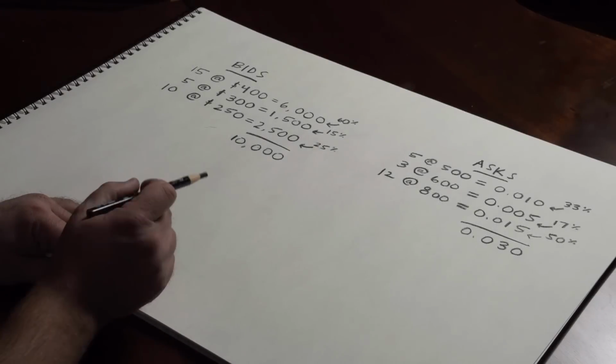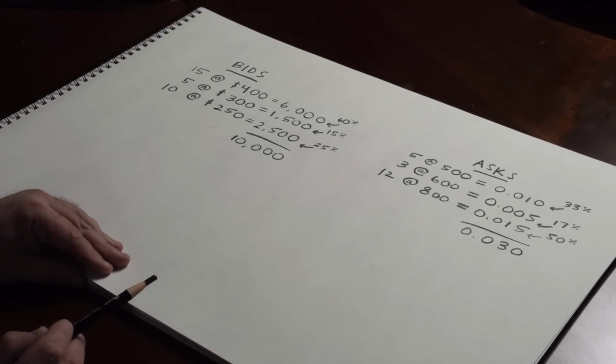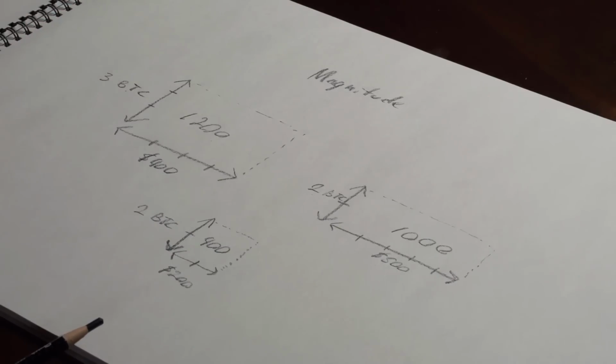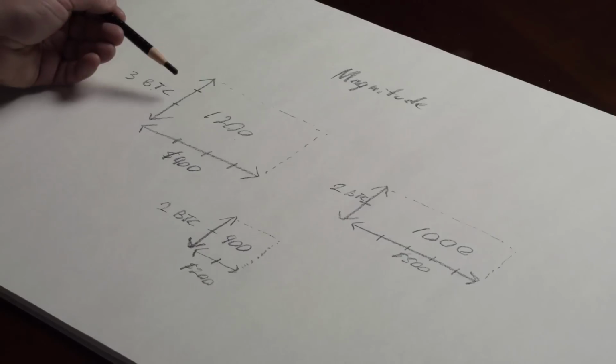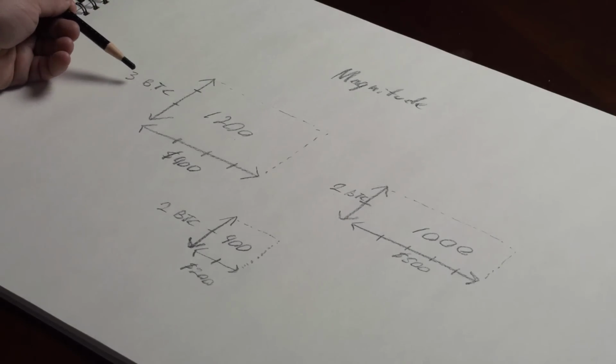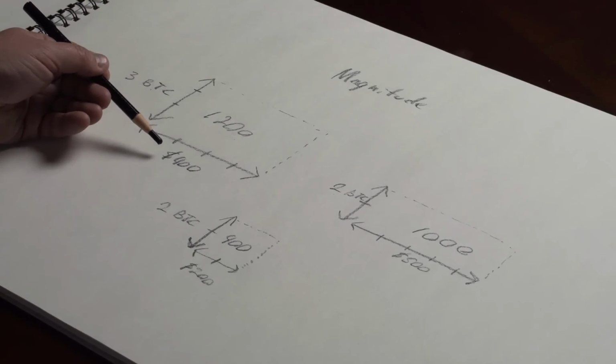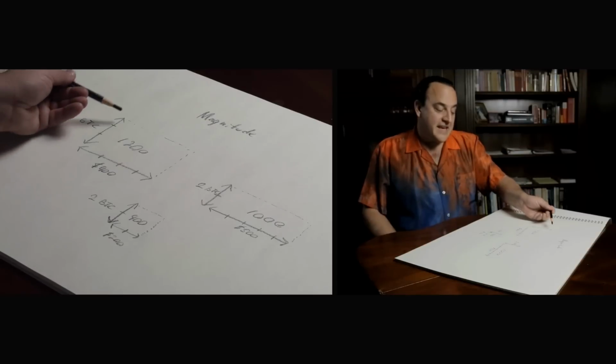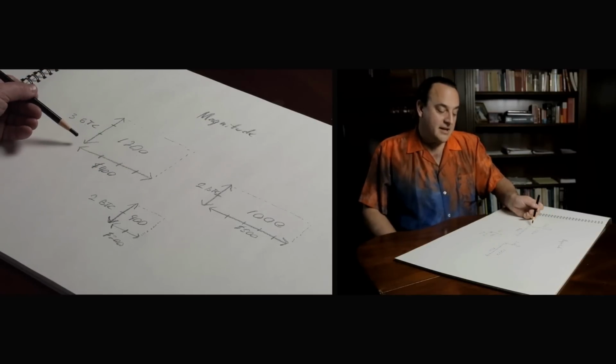Let me show you why we chose this definition of magnitude. You can think of magnitude as the area of a bid, or the area of an ask. In this case, we have a bid 3 bitcoins at $400 per bitcoin, giving a magnitude of $1,200. This corresponds to the area of the bid.